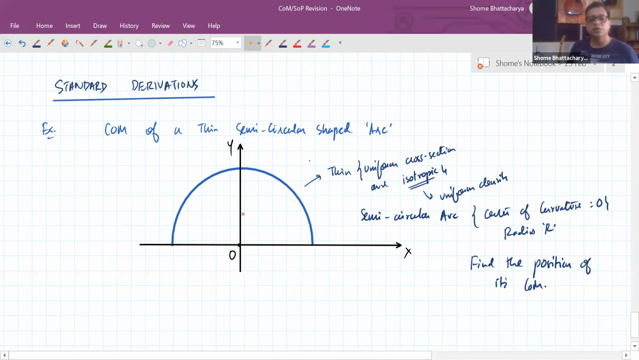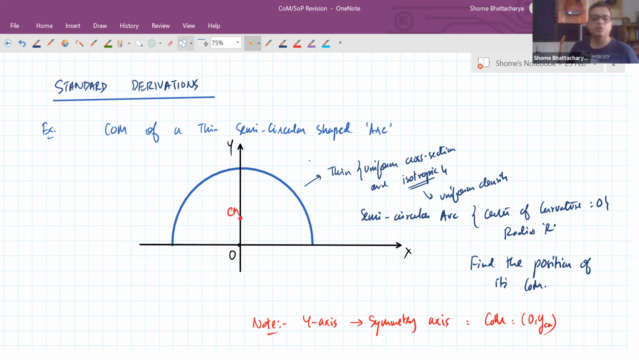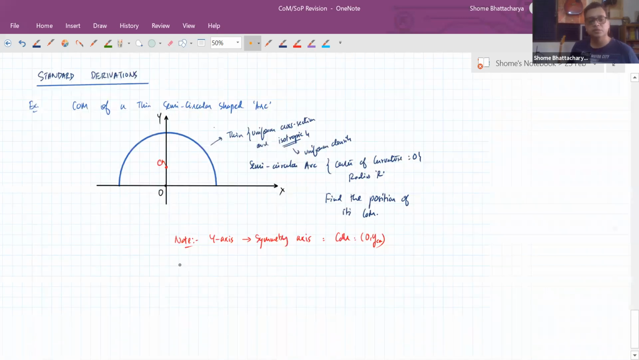So obviously the center of mass will lie somewhere on the y-axis, because the y-axis is an axis of symmetry. So the center of mass will be at the position on the y-axis, okay, having a y coordinate such that now that y coordinate we will calculate by the integration method.